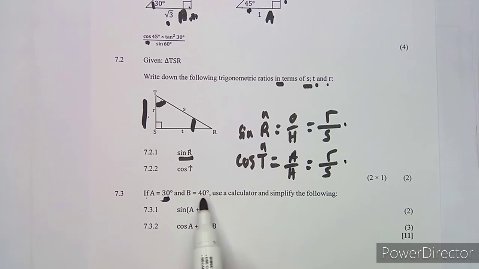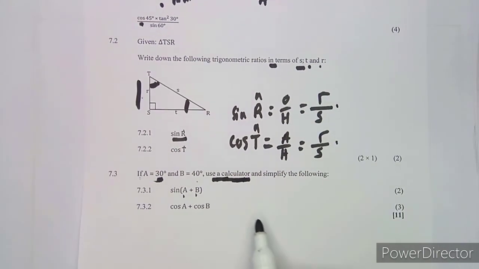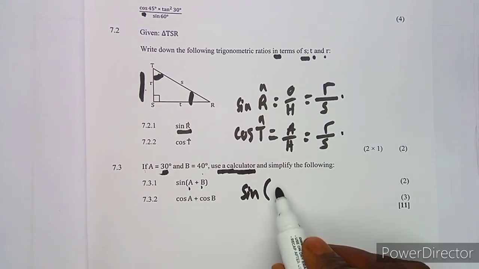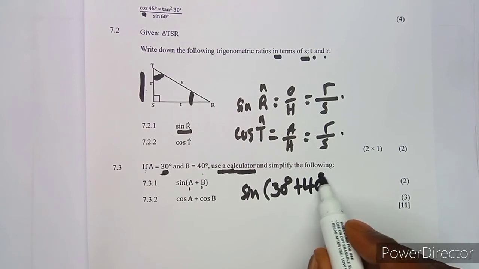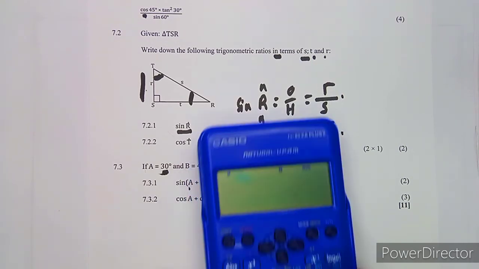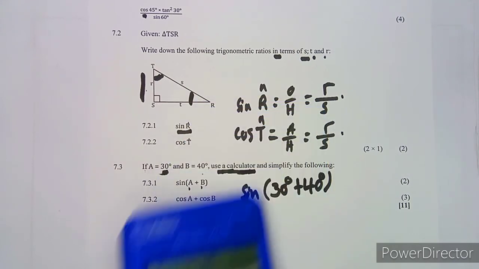If A is equal to 30, B is equal to 40, use a calculator. This one they're saying use a calculator to simplify this. Sine of A plus B. So what do they mean here? Sine of A plus B, your A is 30, so it's sine of 30 plus B, which is 40, like this. So this you can just add together, or you can just put it in your calculator. They said use a calculator, so you can just put it in your calculator. Sine open bracket 30 plus 40, like that, which is 0.9, something like that.